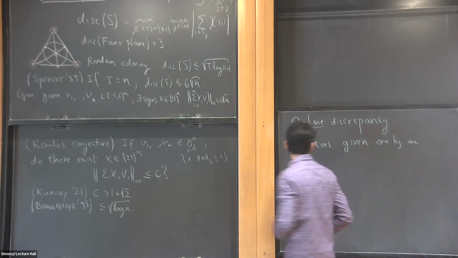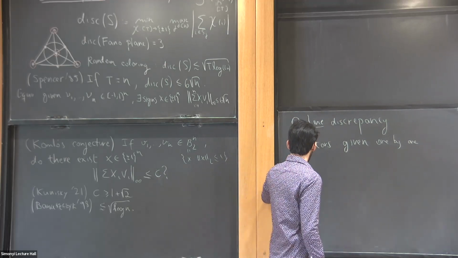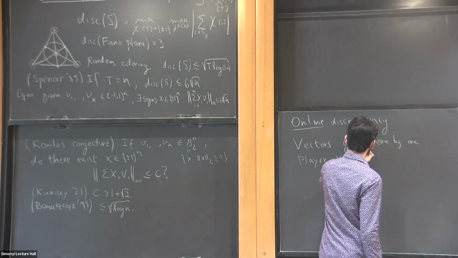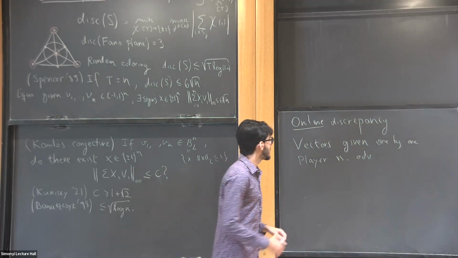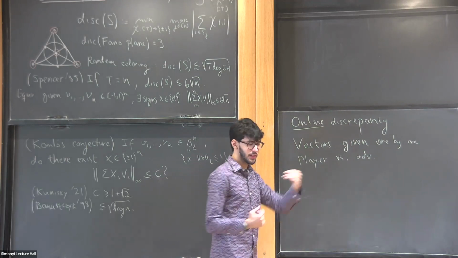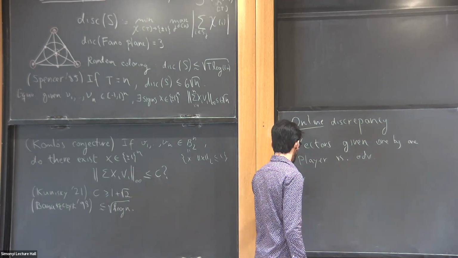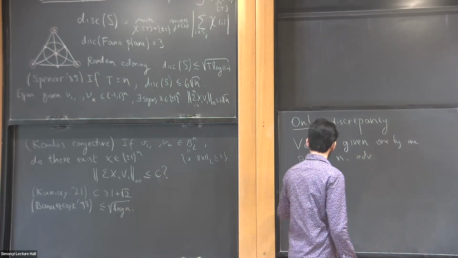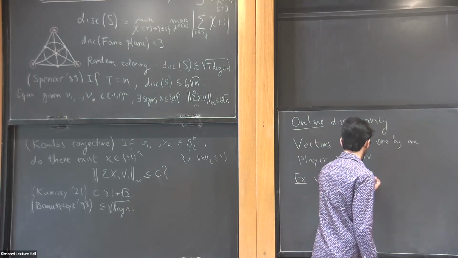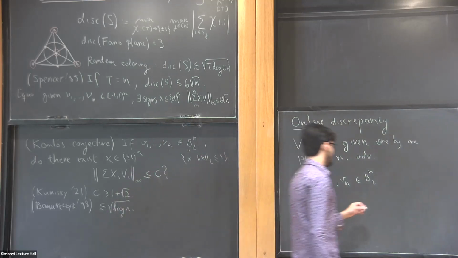So here we're going to be looking at the case where the vectors are given one by one. We're going to think of it as a game with player versus adversary. As soon as the player receives a vector, they need to pick a sign immediately. They can't wait until the remaining vectors arrive. Let me give you the basic example here. Imagine these vectors are in the unit ball, and say I want to minimize the length as well.